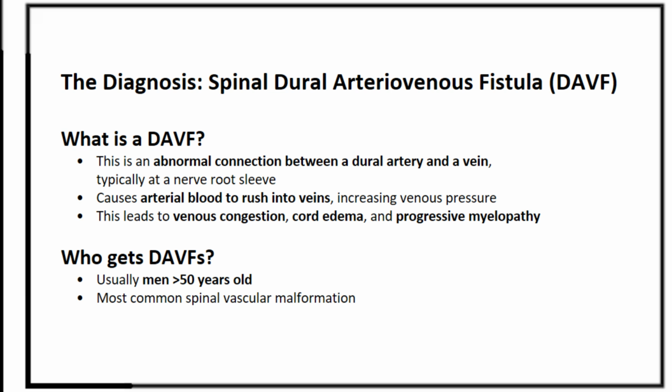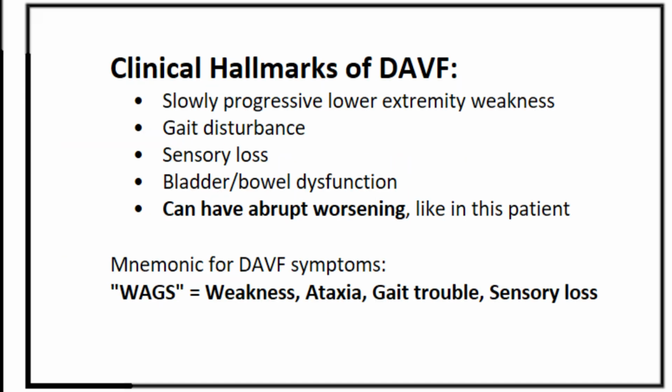Who gets DAVF? Usually men more than 50 years of age, and it is actually the most common spinal vascular malformation. The hallmark of this disease includes slowly progressive lower extremity weakness, gait disturbance, sensory loss, bowel or bladder dysfunction, and all these symptoms can have abrupt worsening, just like we saw in this patient.